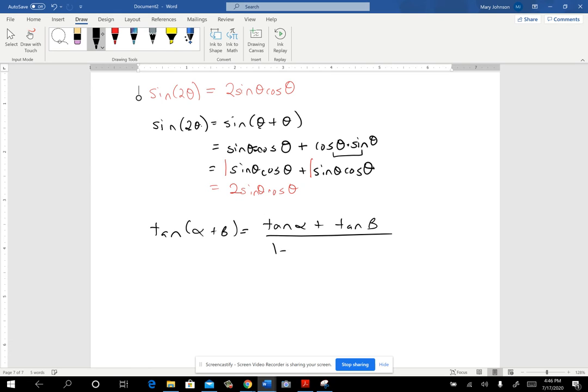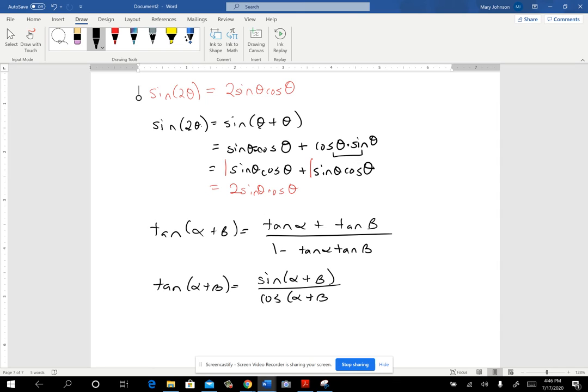Over 1 minus tangent theta, tangent beta. Okay. All right, so we can work on doing that. We're probably going to wind up using the sum and difference formulas for cosine and sine, which would be fine. So you know that the tangent of alpha plus beta, because tangent is sine over cosine, you could rewrite it as sine of alpha plus beta over cosine of alpha plus beta.